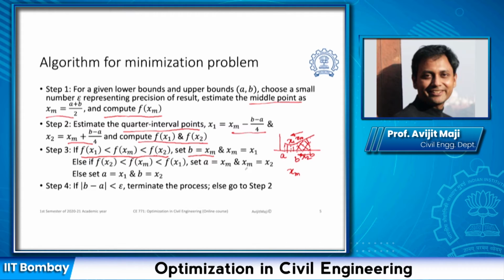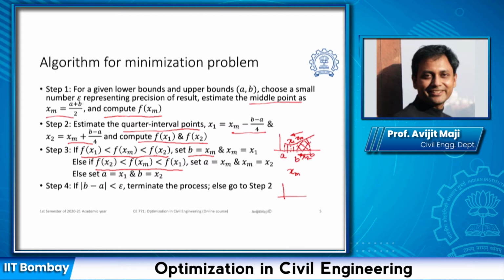The other condition could be when the function value at the point which is on the right hand side of the middle point is lower than the objective function value at the middle point, and which happens to be even lower than the objective function value at the point which is on the left hand side of the middle point. So this is going to be the reverse of the case which I have explained earlier.